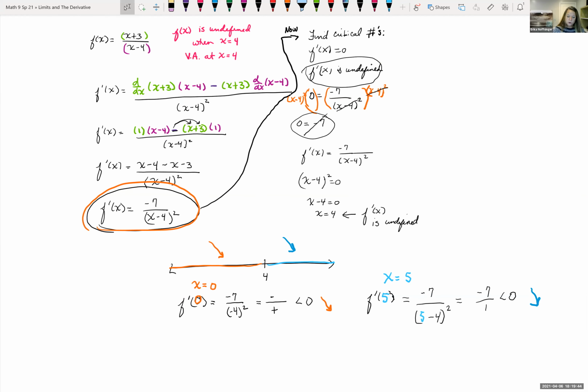So if I was to write this though, where it's decreasing, because it looks like it's decreasing everywhere, the only thing is it's not defined at x equals 4. So when you're writing out the solution, we have to exclude that number. So it's decreasing from -infinity till we get to 4. So parentheses, union, and then it's decreasing again 4 to infinity.